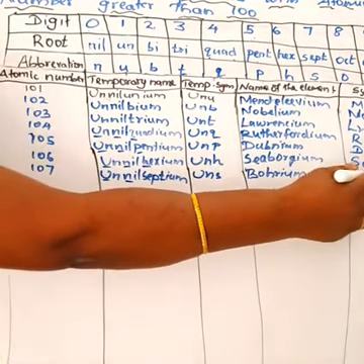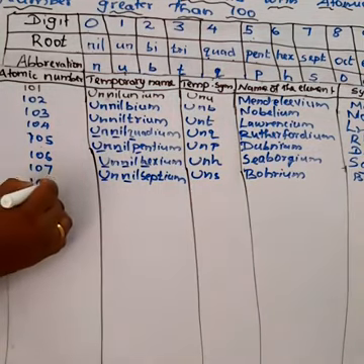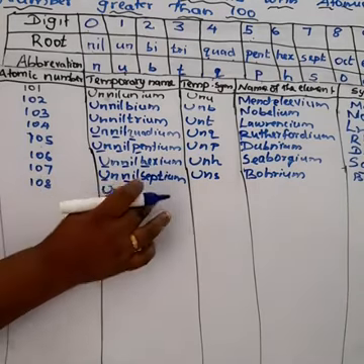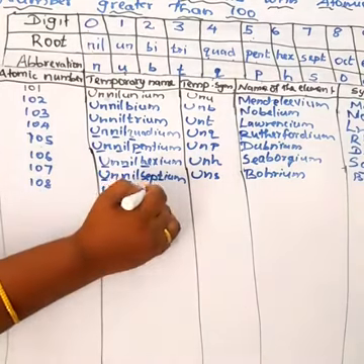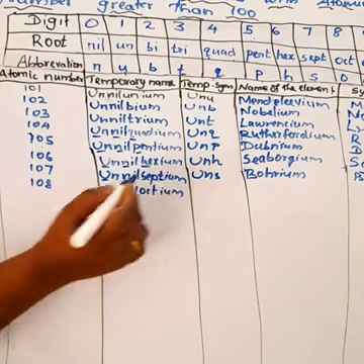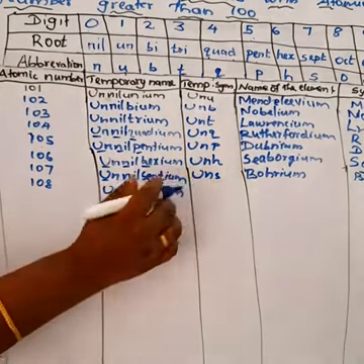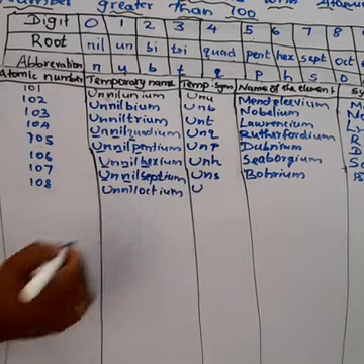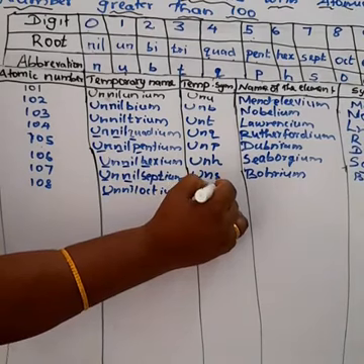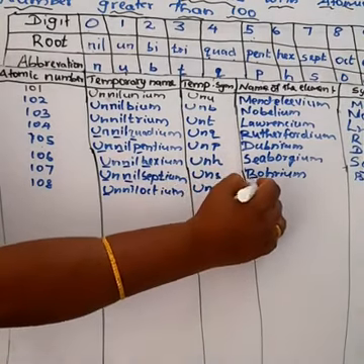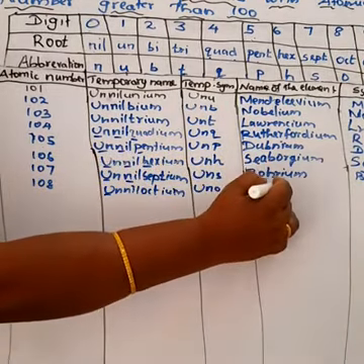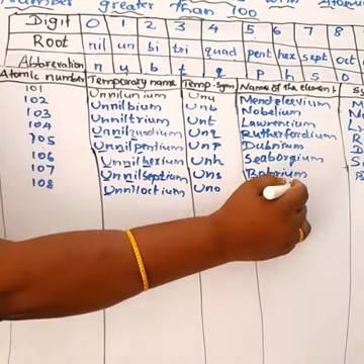And 108. What is the temporary name? Un for 1, nil for 0, and for 8 the numerical root is oct, and after that the suffix ium. The symbol is U for un, N for nil, and O for oct. What is the element name for atomic number 108? Hassium. The symbol for hassium is Hs.